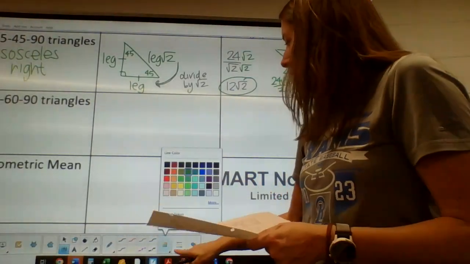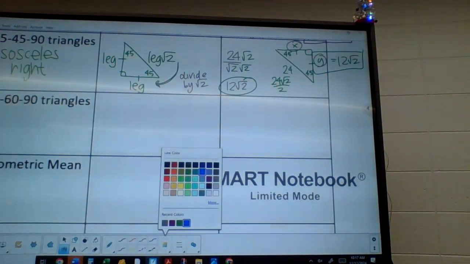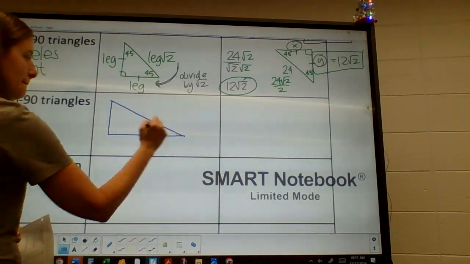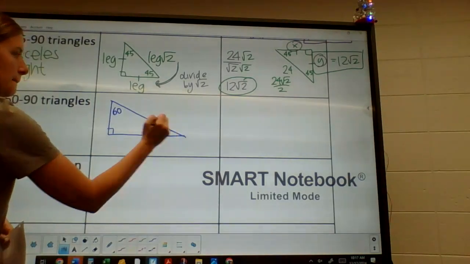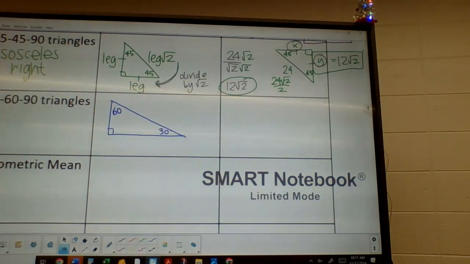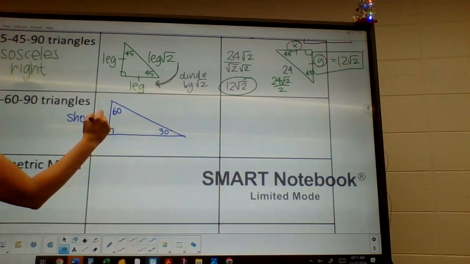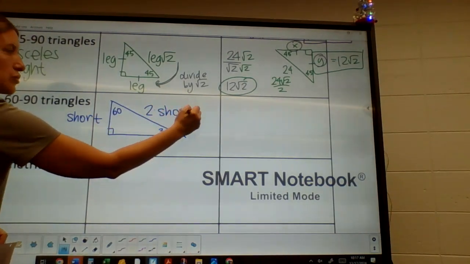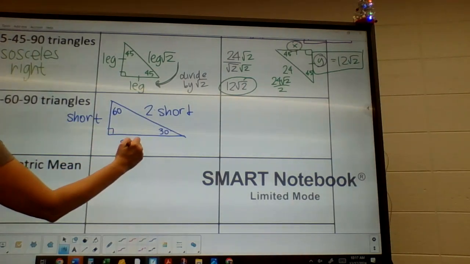So we're going to look, the next one that we're talking about is 30, 60, 90. So this one, if you guys recall, we talked about a short side. We have a hypotenuse, which is 2 times the short. And then we have the other side, the middle side, we do the short times the square root of 3.